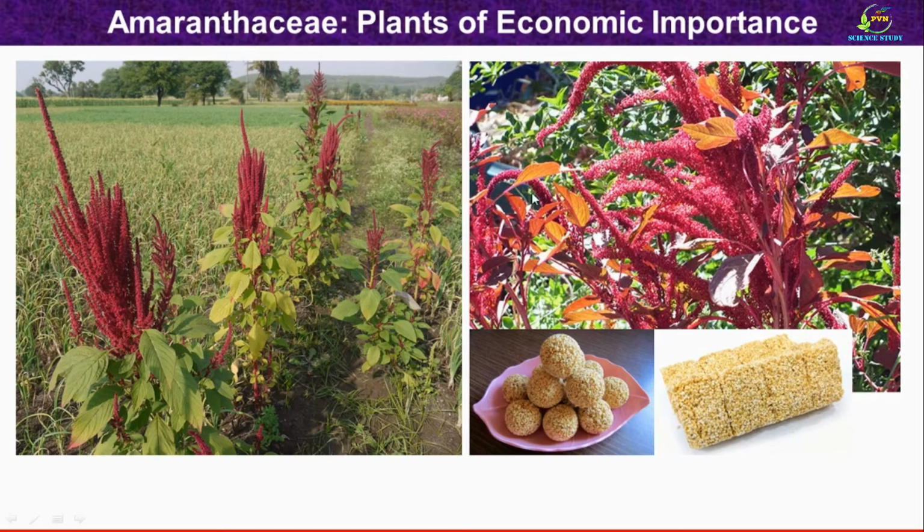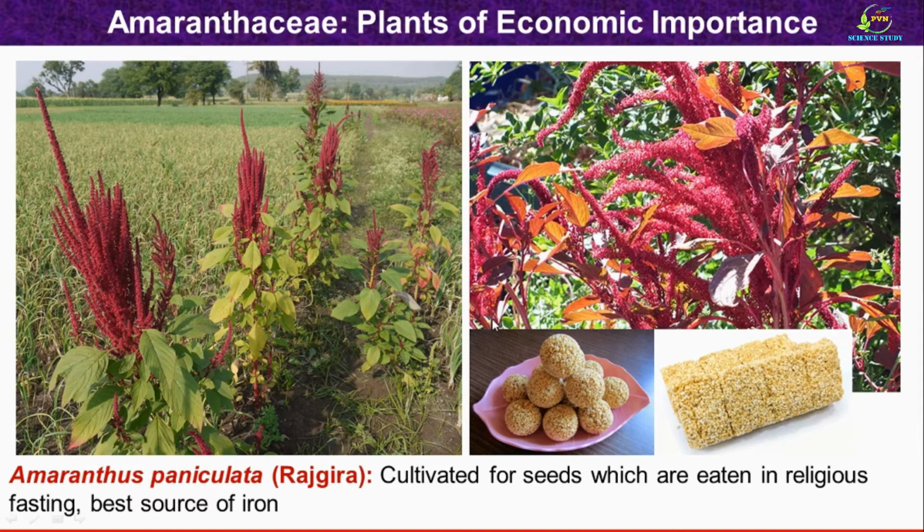Dear students, you might have recognized this plant. Yes, the botanical name of the plant is Amaranthus paniculatus, commonly known as Rajgira. So this is the plant which is cultivated in farms. It contains stem, leaves as well as the inflorescence. Here also you can see the inflorescence of the plant. This Amaranthus paniculatus is cultivated for seeds which are eaten in religious fasting, as well as it is the best source of iron. It contains a large amount of iron.